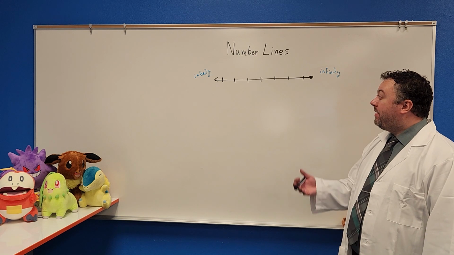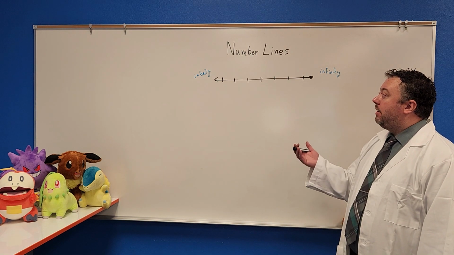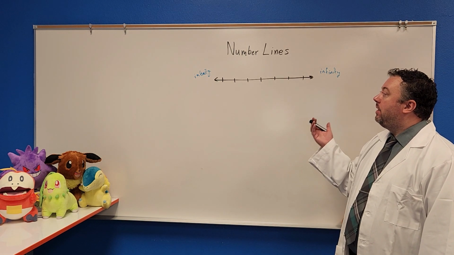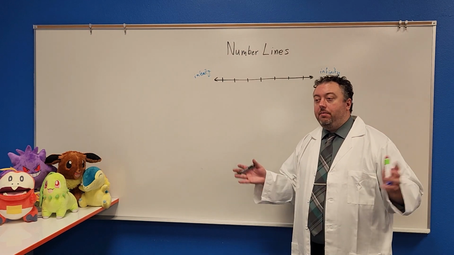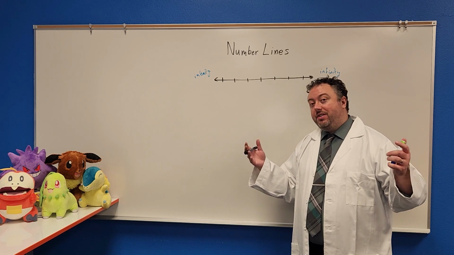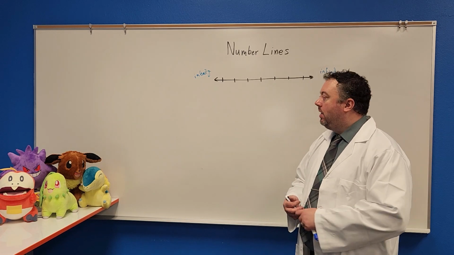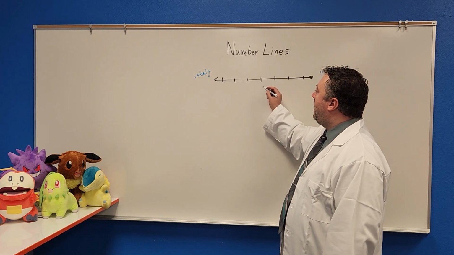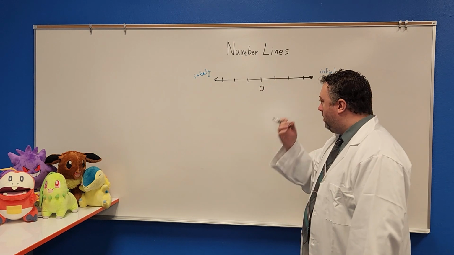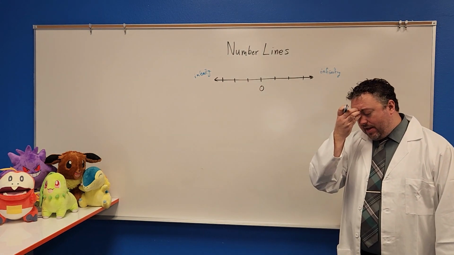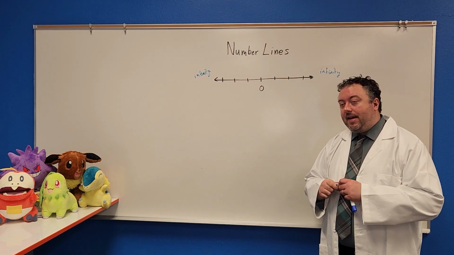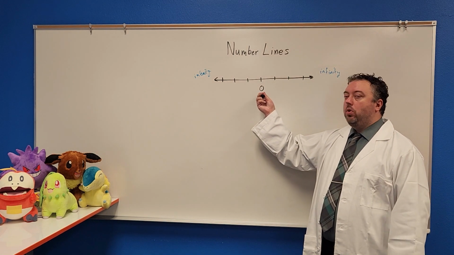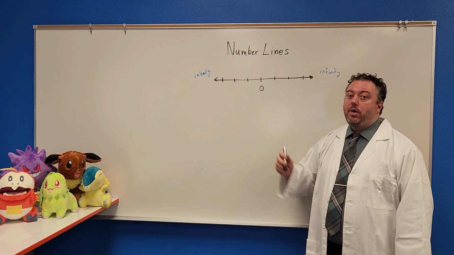Now, a couple other things you'll learn that are very important about number lines. While a number line, because it's infinite in both directions, doesn't technically have a middle, a lot of times we will write 0 as the middle of our number line. It's not really the middle of our number line. Instead, 0 marks an important turning point on a number line.